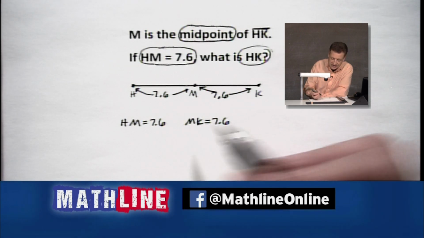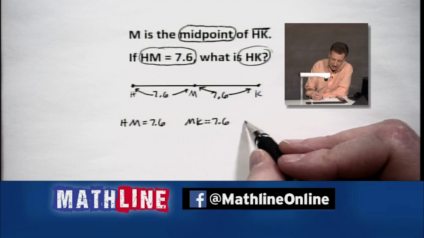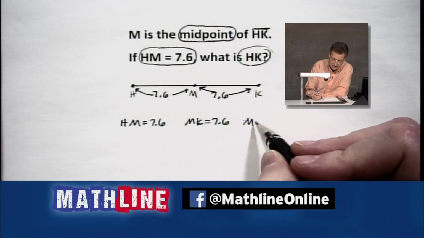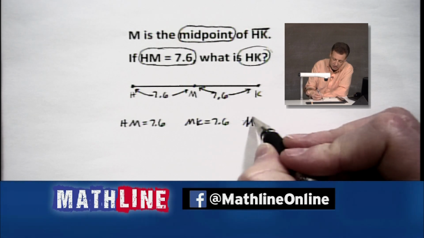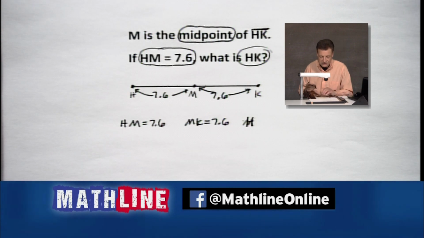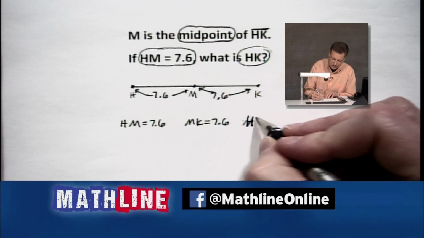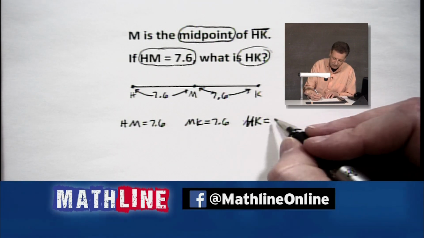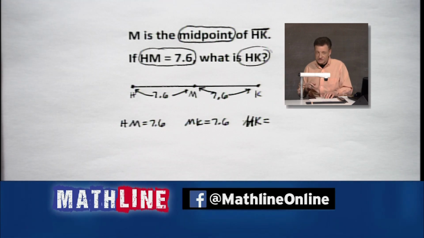So if we add these together, we will get HK. Did I say MK? How about HK? We already know what MK is, 7.6. Let's look for HK. We'll double that, or we'll add it together. It's the same effect, isn't it?